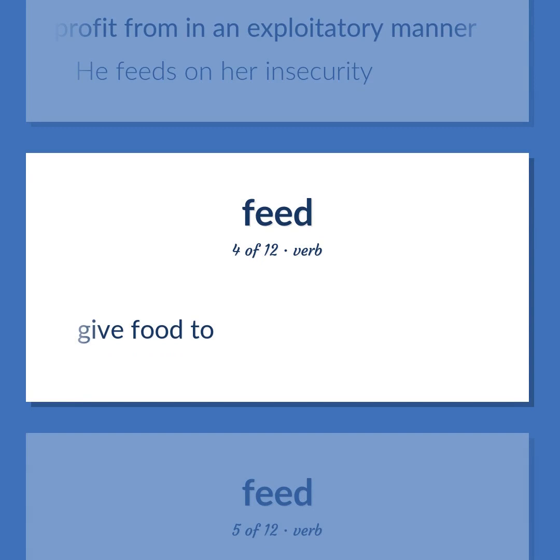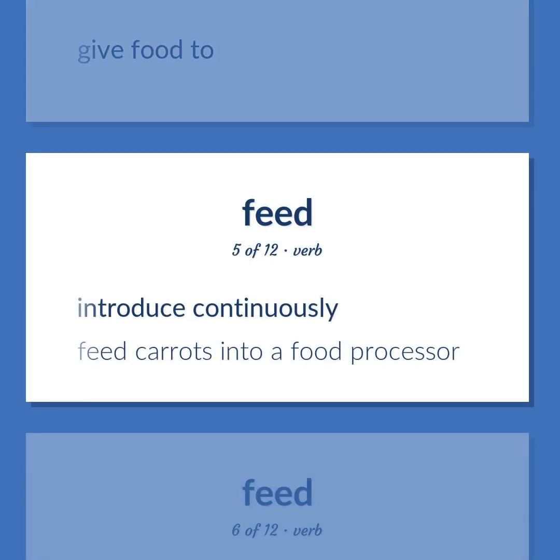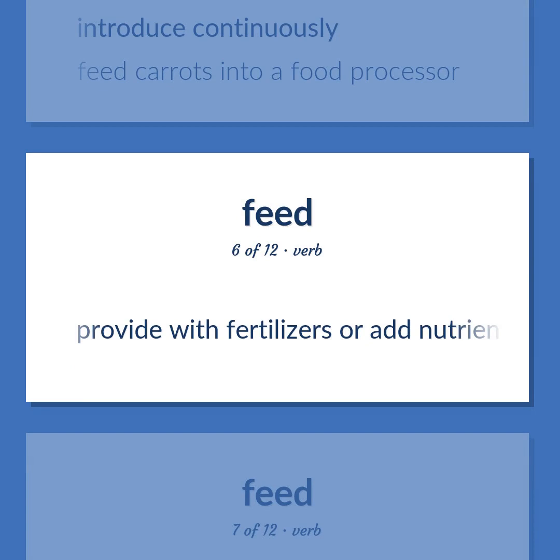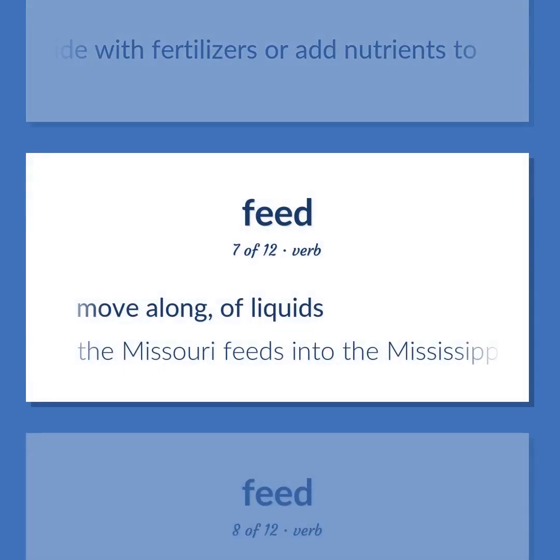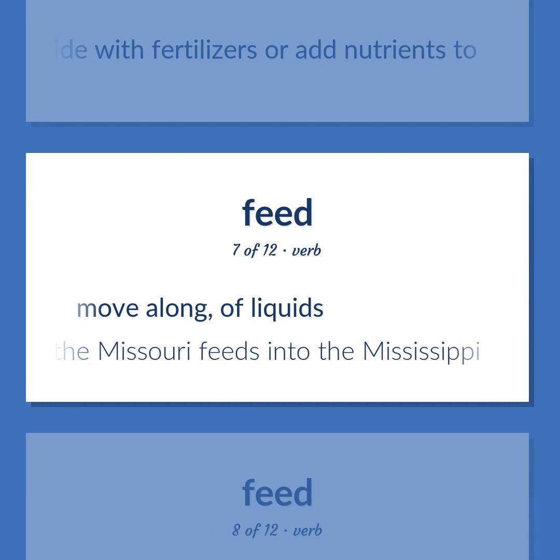Give food to. Introduce continuously. Feed carrots into a food processor. Provide with fertilizers or add nutrients to. Move along, of liquids. The Missouri feeds into the Mississippi.